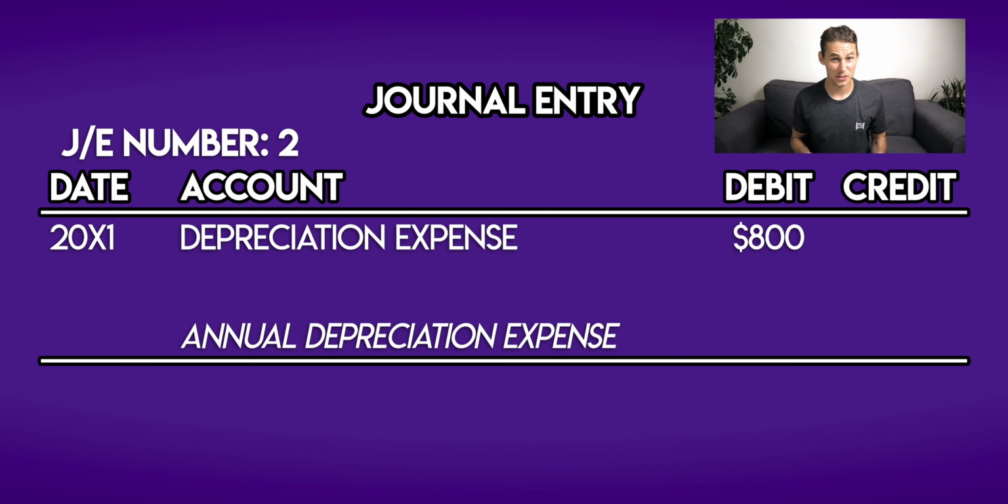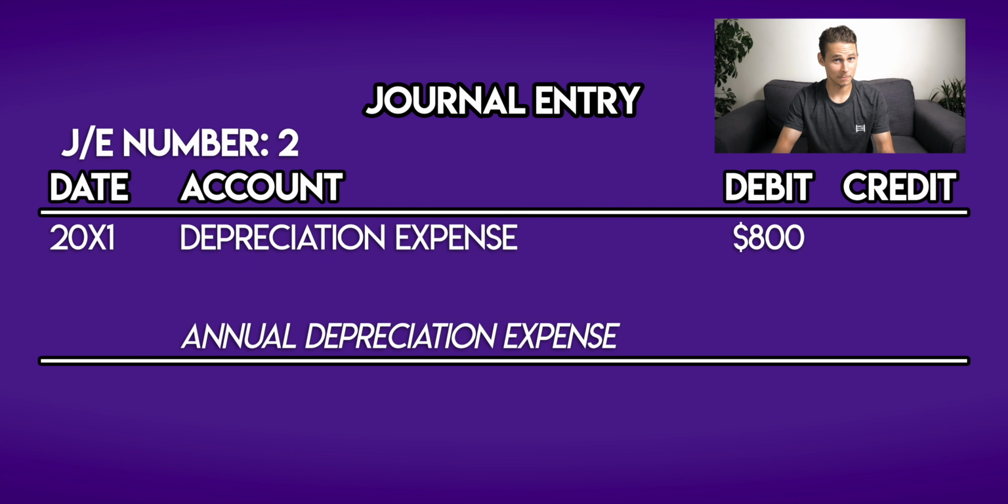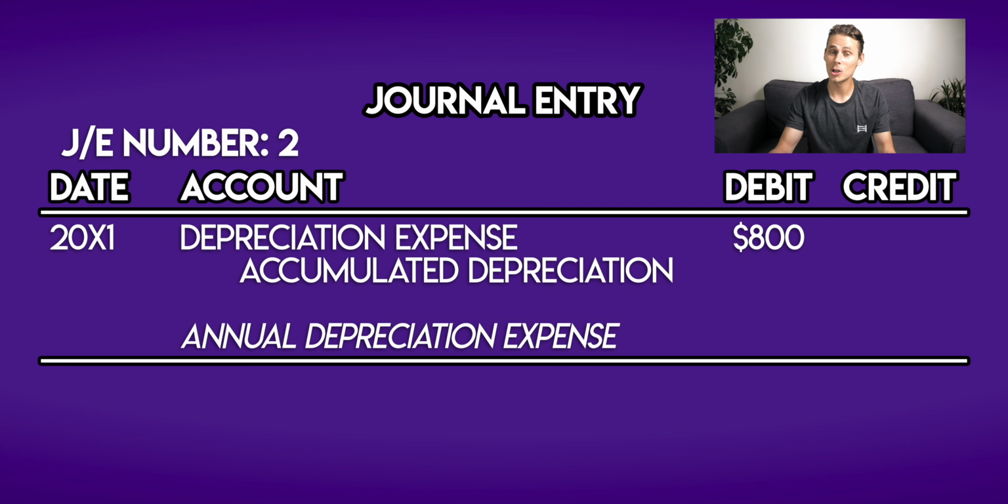But where does the other side go? We need to decrease assets in your balance sheet, so you might think it logical to credit baking equipment. And you're not wrong, that would make sense, but we don't do that. Instead, we're going to credit an account called accumulated depreciation by $800. Accumulated depreciation is the cumulative total of all depreciation expenses incurred. This might take a little bit more effort, but doing it this way helps to keep things organized, and that's a good thing. It'll make more sense with T accounts.